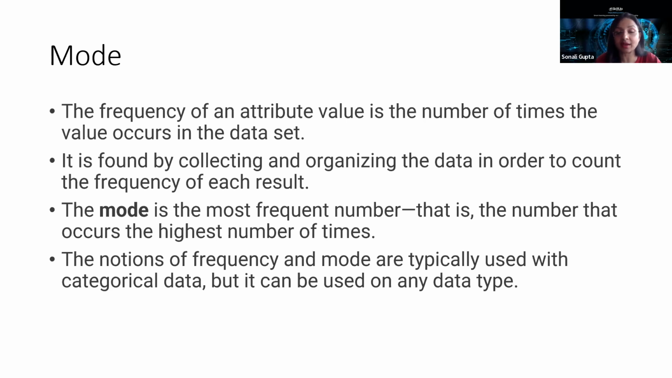When we talk about data, again, the data is of different types. So one is categorical, but the mode can be used on any data type. So when you talk about data, there are different data types. So one data type is categorical, when we categorize the data, whether it is category A or category B.